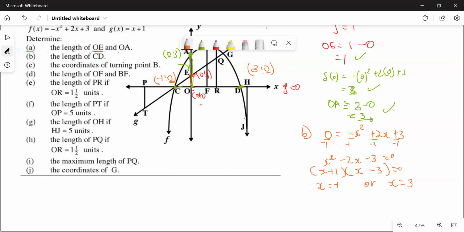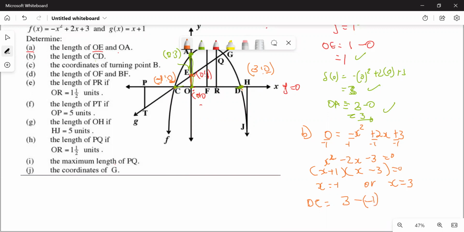Yes, and then if they say they want the distance of DC, look at how we get the distance of DC. This is how you're going to do it. You're going to say from the highest to the lowest. So what is the highest value here? So we're going to say 3 minus open bracket. What is the lowest? Minus 1.